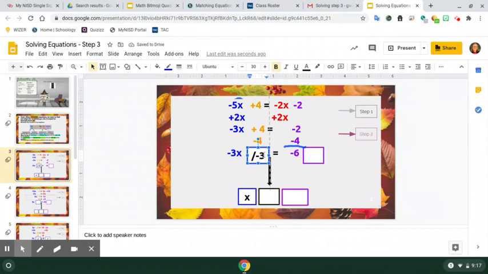But if you do it to one side, you have to do it to the other side. So we are also going to take negative 6 divided by negative 3. Don't forget to move down this equal sign. And negative 6 divided by negative 3, if you're using your calculator, is positive 2. X equals 2 is our answer to this equation.